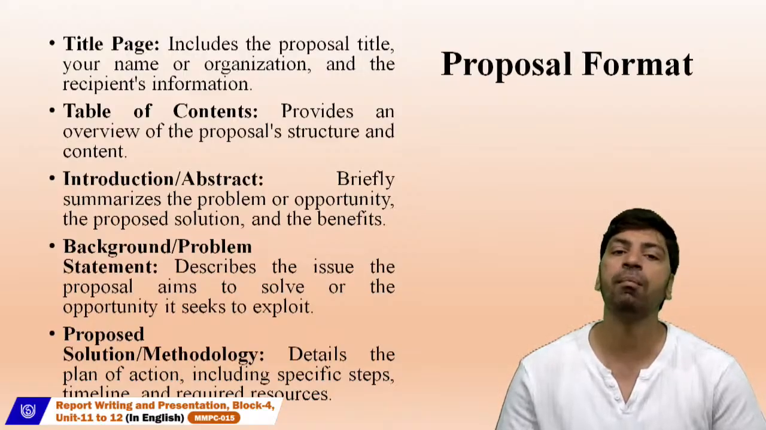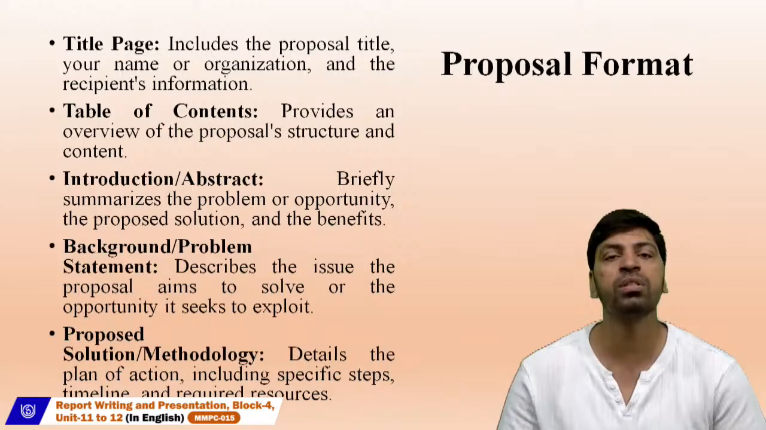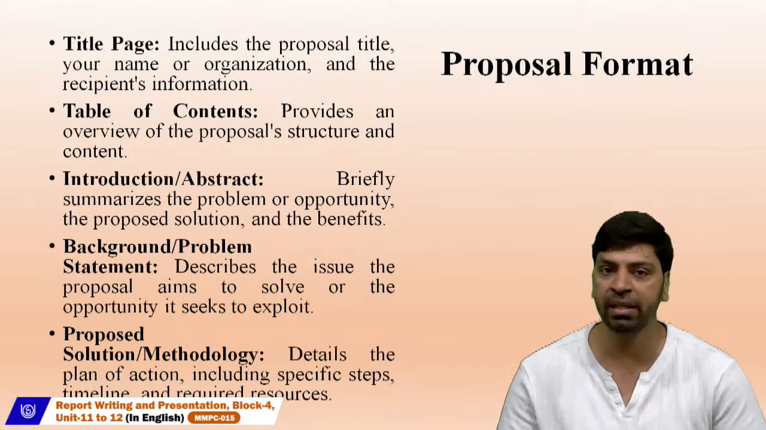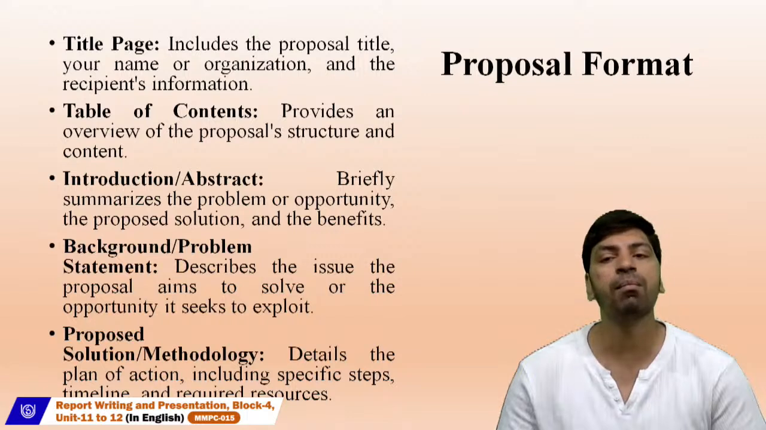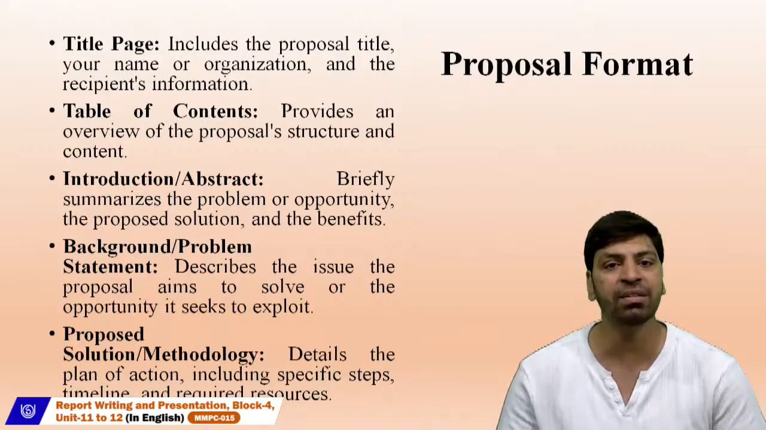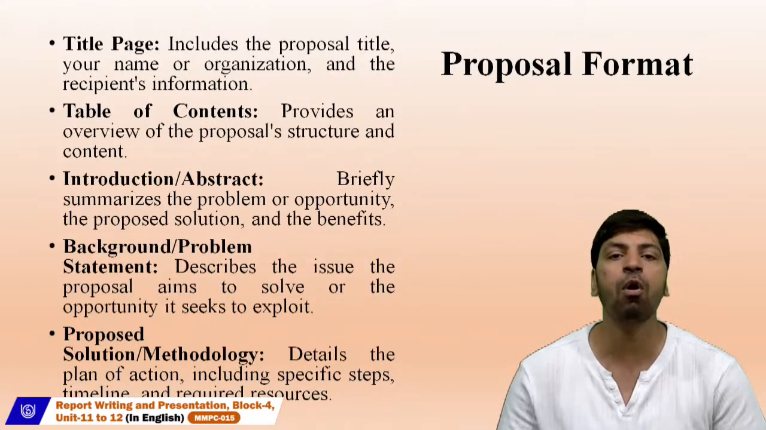This is a proposal format. The first one is the title page, which includes the proposal title, your name or organization, and the recipient information. Table of contents provides an overview of the proposal structure and content. Next is introduction and abstract, which briefly summarizes the problem and opportunity of the proposal and its benefits. Background and problem statement describes the issues the proposal aims to resolve or the opportunity to exploit.